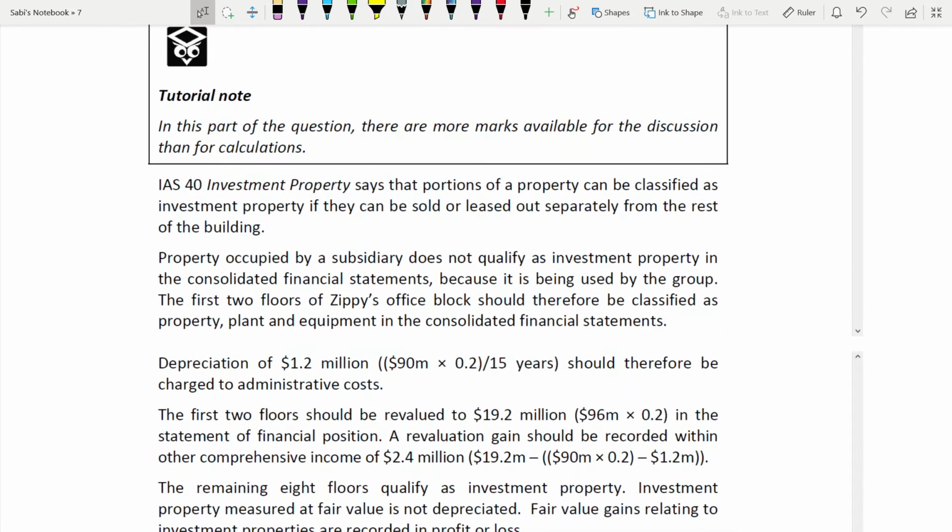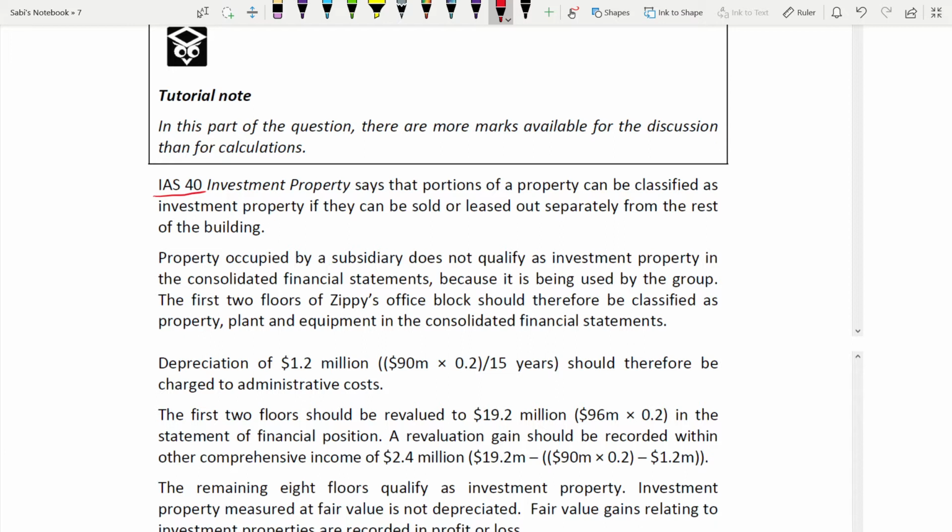So which standard are you using? This is an investment property. It is IAS 40. Okay, IAS 40 is the standard. What does IAS 40 say? IAS 40 says that a portion of a property can be classified as investment property. Portion of a property, yes, definitely. Even if the whole property you are not using for investment purposes, even if we are only using a portion of it, IAS 40 says you still can classify that portion as investment property if it can be sold or leased out separately from the rest of the building.